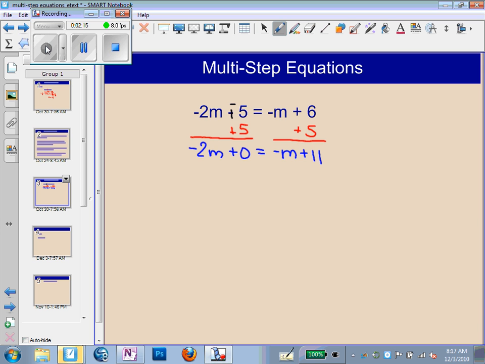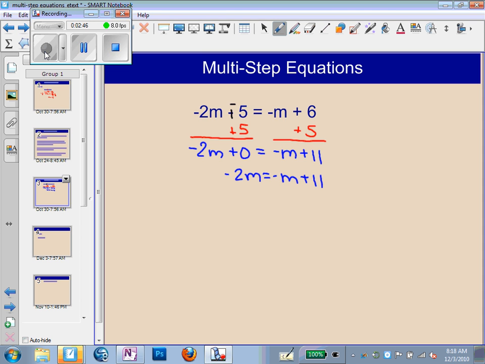So when we simplify, we're going to add straight down. Negative 2m, and then negative 5 plus 5 is 0. So that's negative 2m plus 0. Bring your equals straight down. Negative m plus 6 plus 5 is 11. Now I'm going to add negative 2m plus 0 to get negative 2m equals negative m plus 11. And you don't have to show the plus 0 step. We could go straight into this step, but for this one I'm going to show you the plus 0 step, and then I'll start dropping that later.